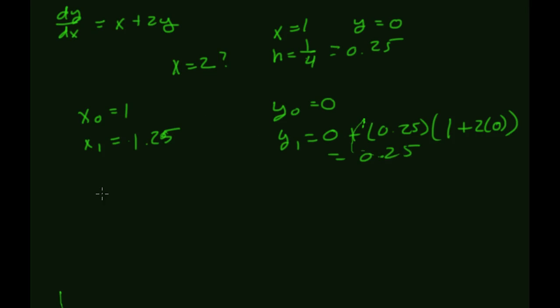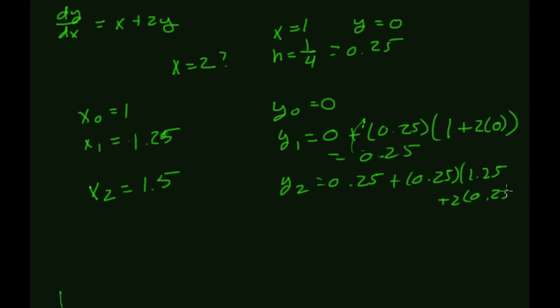Okay, so let's take the next step. x2 is now another quarter step, so that's 1.5. y2 takes that 0.25 plus the 0.25 step size times the derivative: the previous x is 1.25, plus 2 times the previous y, 0.25. If I work that out, I end up with 0.6875. Now x3 puts me at 1.75.